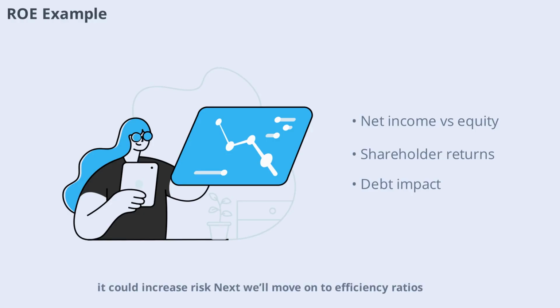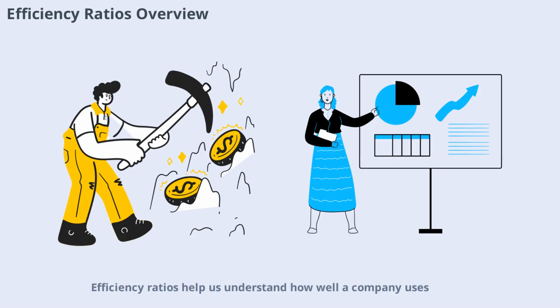Next, we'll move on to efficiency ratios, which measure how well a company manages its resources. Efficiency ratios help us understand how well a company uses its assets and liabilities to generate sales and maximize profits. Common efficiency ratios include inventory turnover, accounts receivable turnover, and asset turnover. These ratios are especially important for businesses that manage large inventories or have significant receivables. In the next scenes, we'll break down each efficiency ratio and show you how to interpret them.